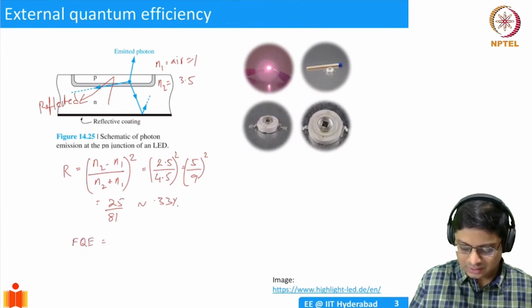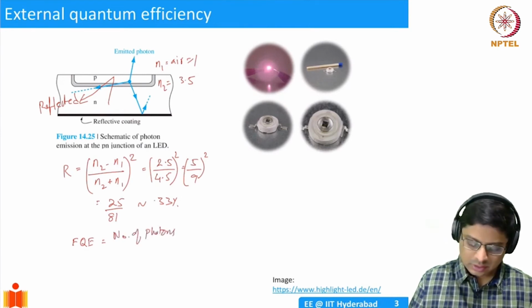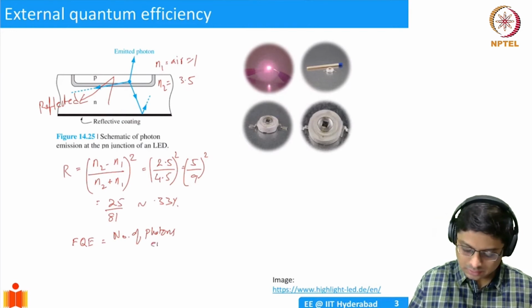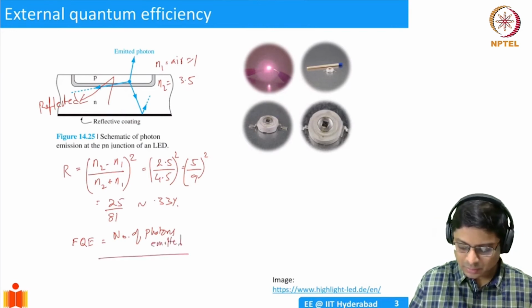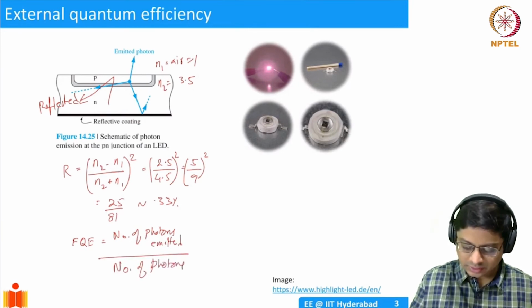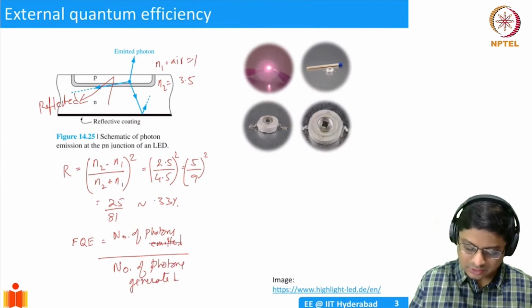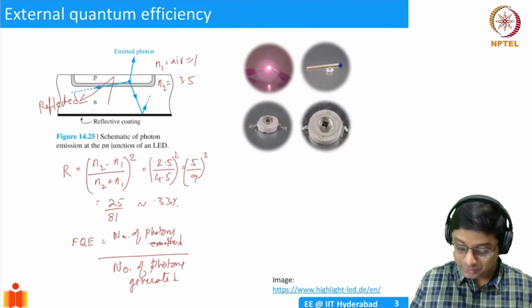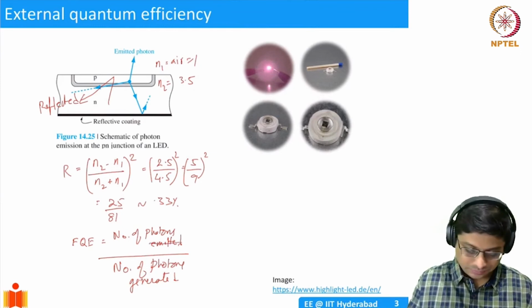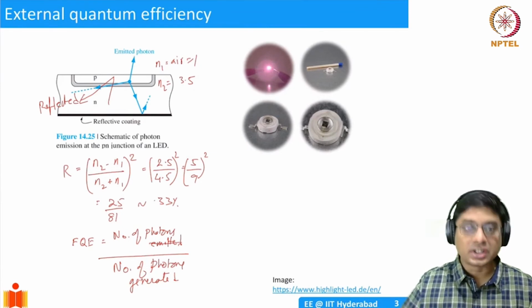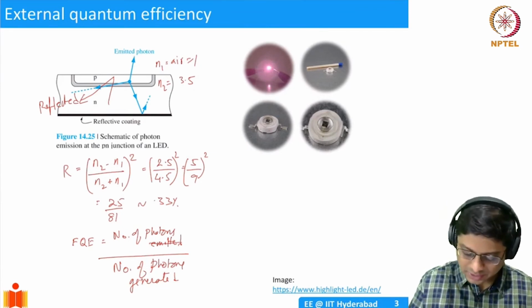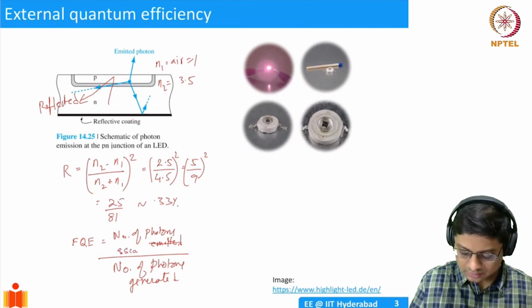the number of photons generated divided by the number of photons reaching outside, escaping the semiconductor. Maybe I should not call it emitted because that might be confusing. Number of photons reaching outside, escaping the semiconductor.